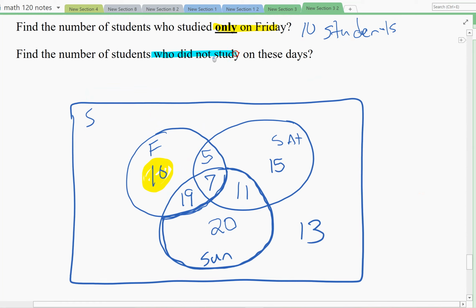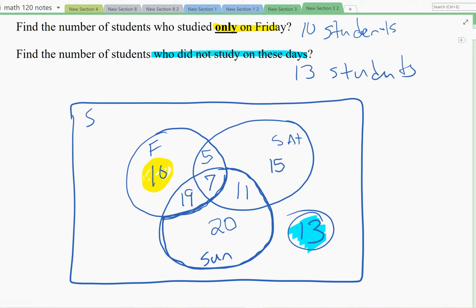All right, the number of students who did not study on these days, well, that was the last one I found. Like I said, that's almost always a question. It's like a staple question. If you ever go to a Venn diagram application, somewhere in one of the questions, they almost always ask for this outside area. How many didn't land in any of my 3 circles? Well, 13 students landed outside. Right? 13 students did not study on Friday, Saturday, or Sunday. And so that's a third example.